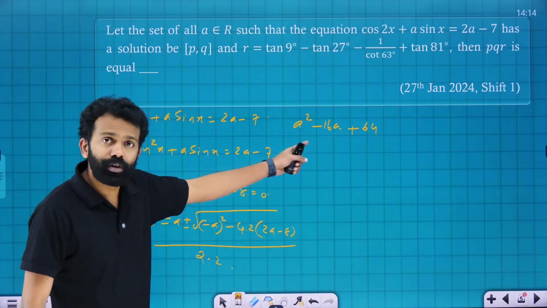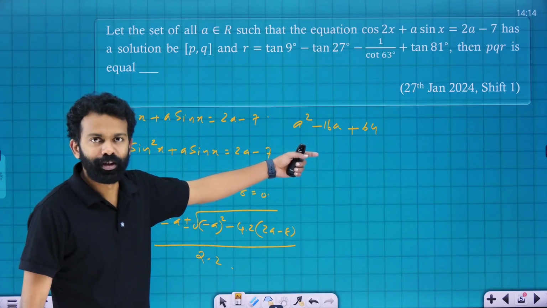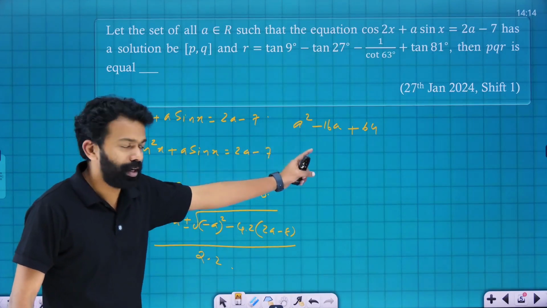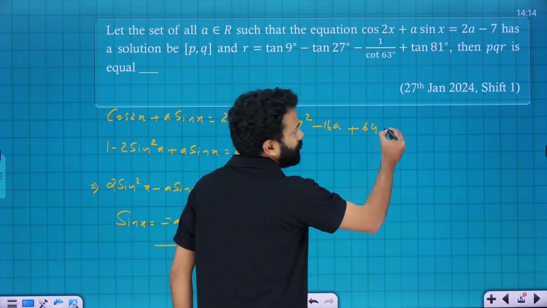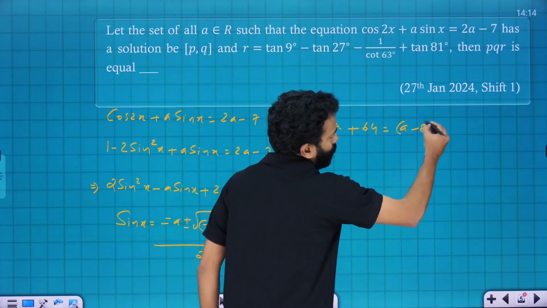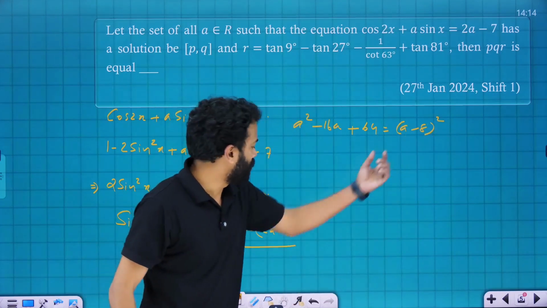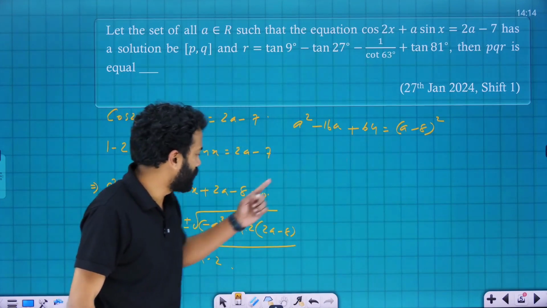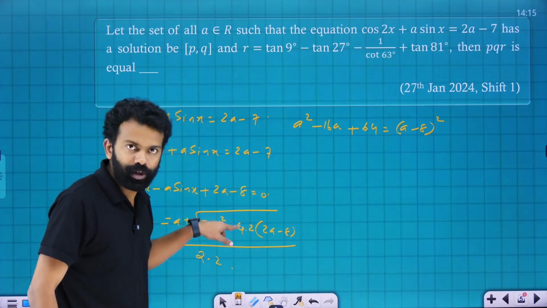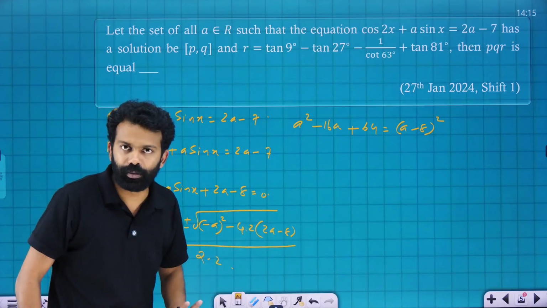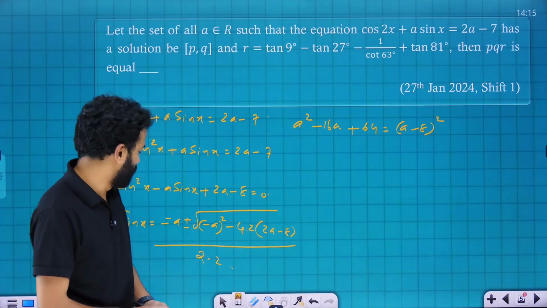Okay, that is the square of something. Which one? It is the square of a minus 8 the whole square. Just imagine if we substitute a minus 8 the whole square, then that square and root will get cancelled and only a minus 8 will be there.